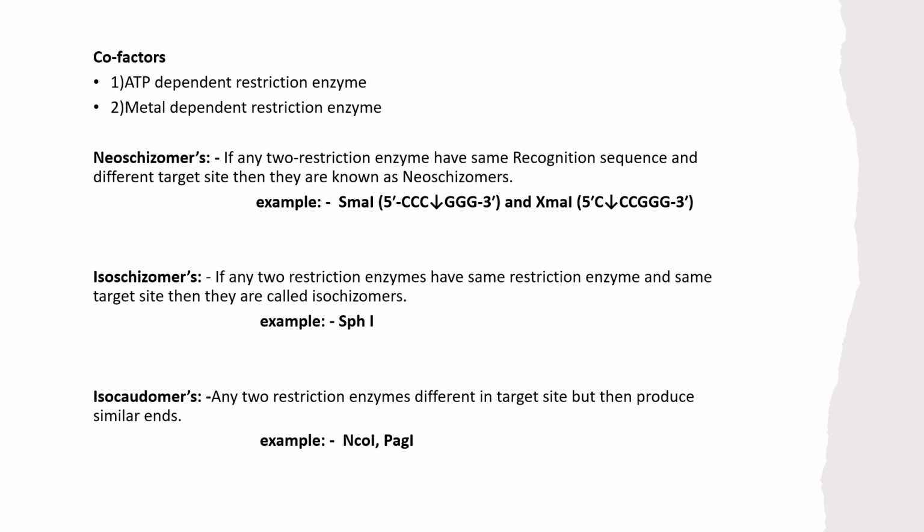Any two restriction enzymes that are different in recognition site and different in target site, but produce similar ends, are called isocaudomers. For example, NcoI and PagI.